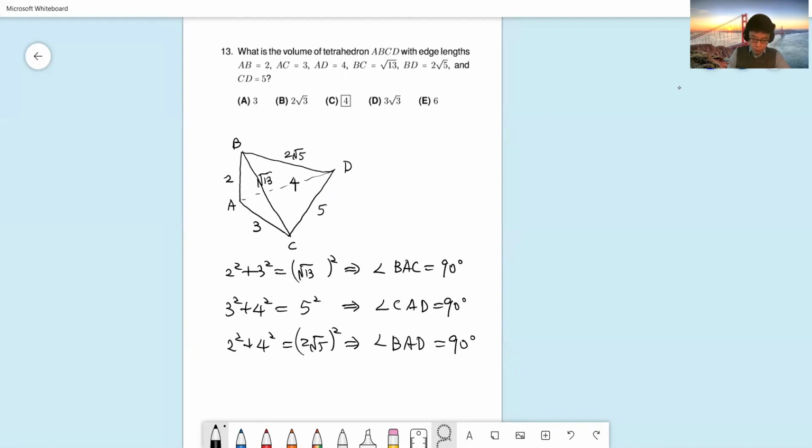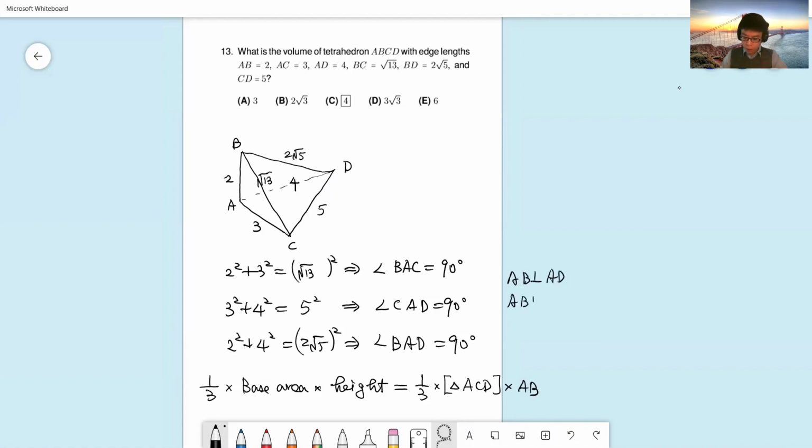It's 1/3 base area times the height. We can take CAD as the base. Triangle ACD is the base, and the height is basically AB because it's perpendicular. Let me write down: AB perpendicular to AD, AB perpendicular to AC. That means AB is perpendicular to the plane ACD. So that's the height.